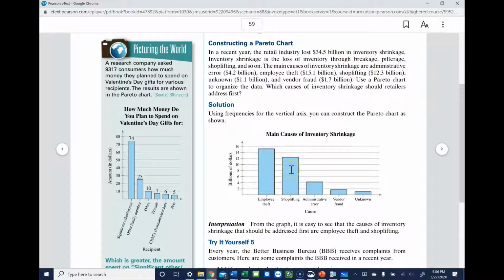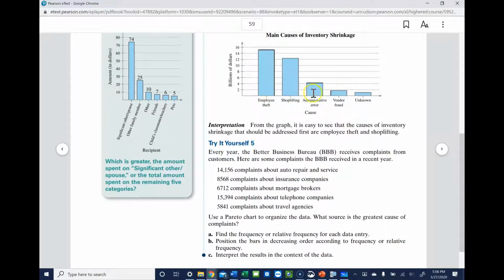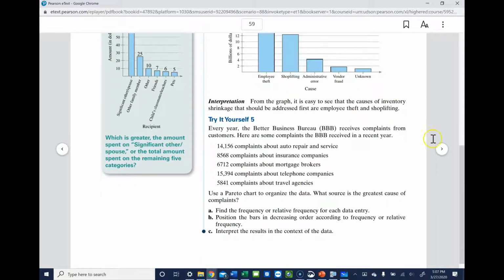So stealing is a big deal. It's a big problem for these industries. So it tells them what they should be focused on to try to improve the situation. Don't focus on administrative errors because that's a very small piece of the puzzle. Don't focus on vendor fraud. And don't focus on these unknown things. If you take care of the employee theft and shoplifting, that's going to knock out by far the biggest causes of the inventory shrinkage, and that Pareto chart helps us to see that.